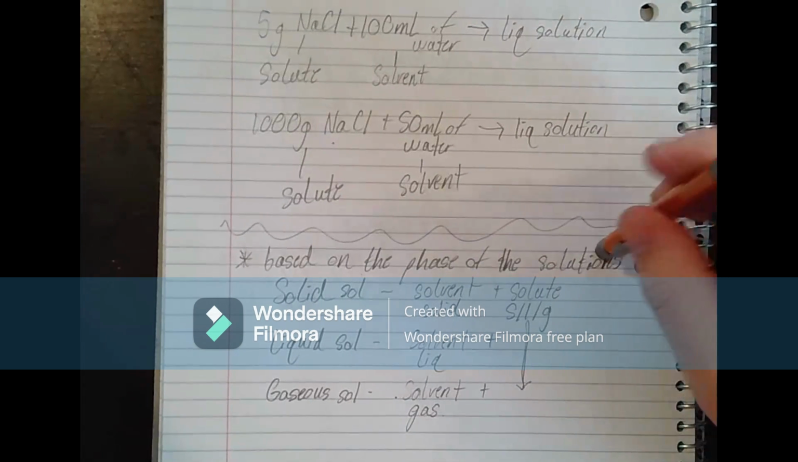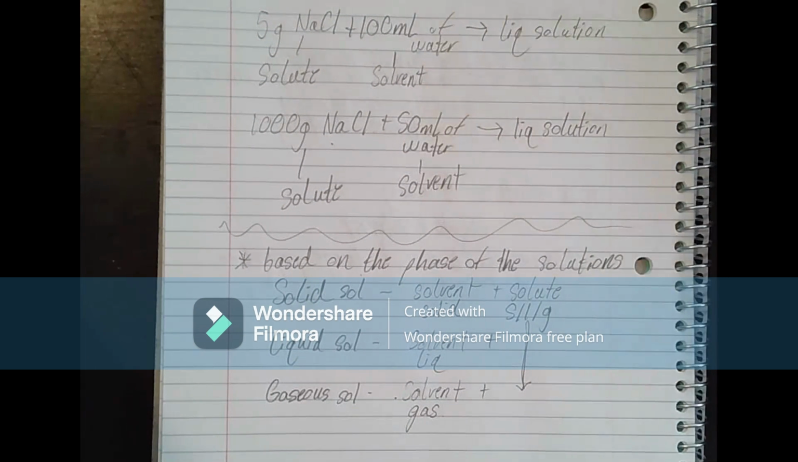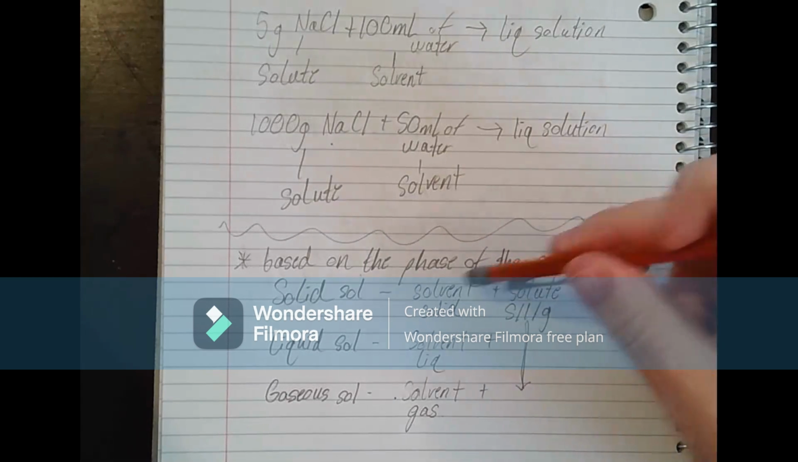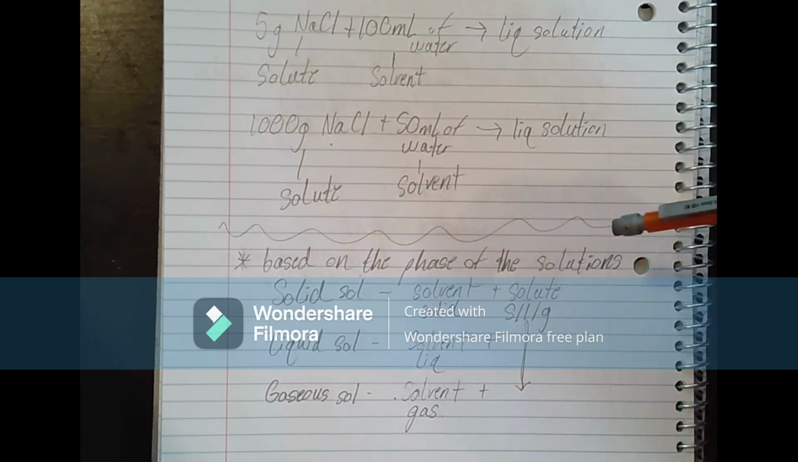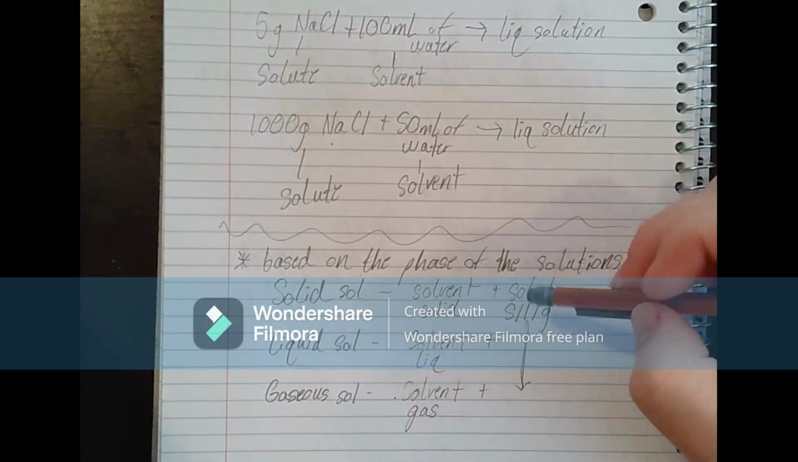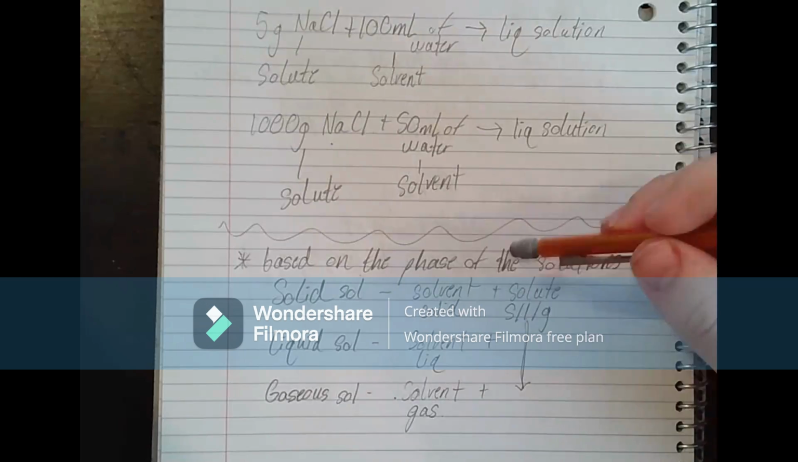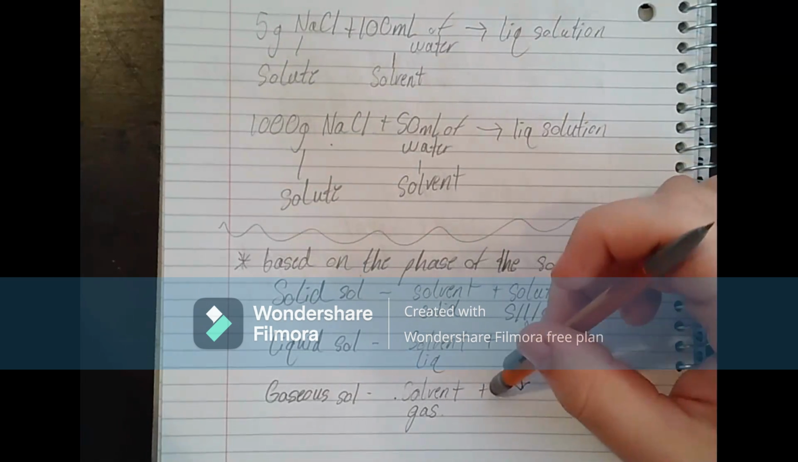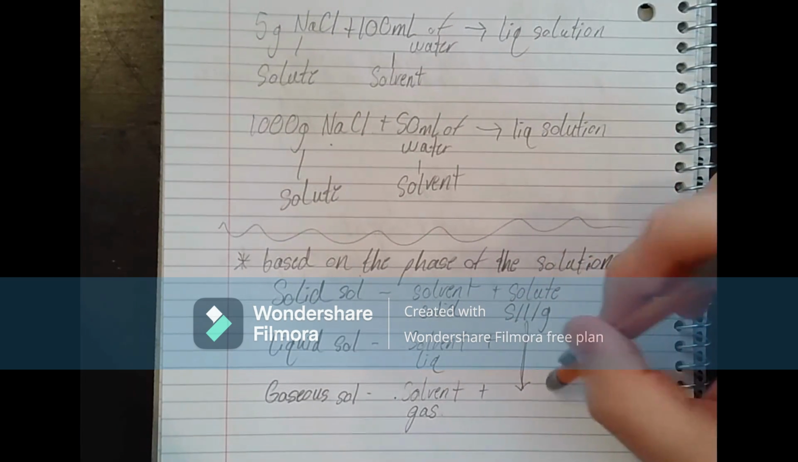This results in us having about 9 different combinations. Solid and solid, liquid and solid, gas and solid, and so on and so forth. Solid into liquid, liquid into liquid, gas into liquid, and further on, solid into gas, liquid into gas, gas into gas.